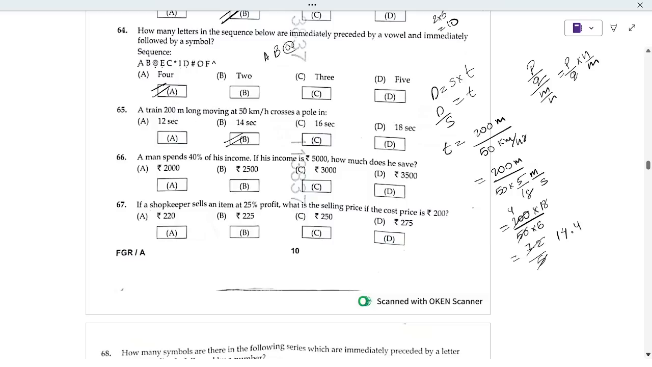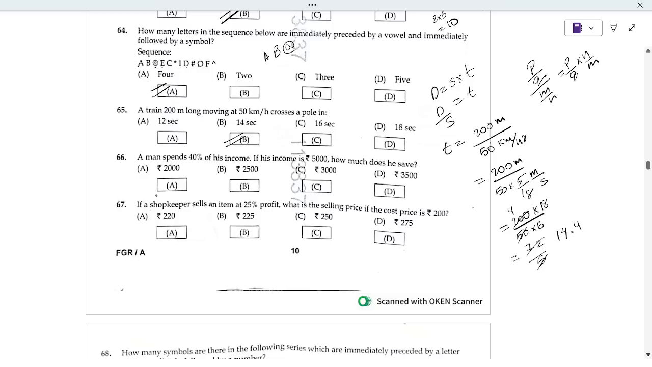200 meters long distance at 50 km/h, that means speed is given, and since the option is given in terms of seconds, that means time is asked logically. So time will be what? Distance by speed. Distance is 200 meters. Speed is 50 km/h, but when you change km/h to meters per second, multiply by 5 by 18. So here 5 times 200, that means 18 into 4 will give us 72. Yes, this is the answer.